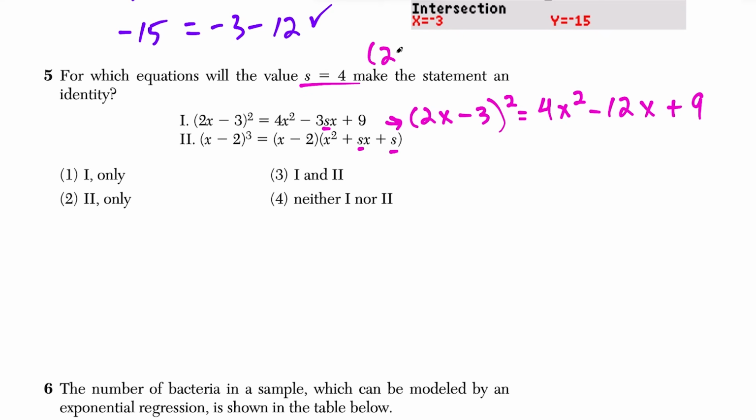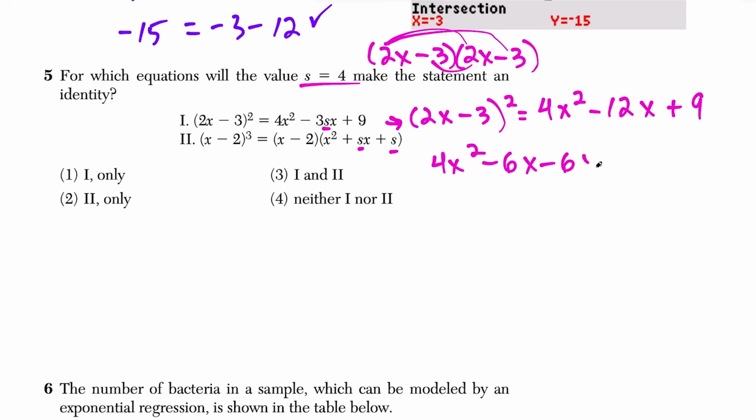So we could do 2x minus 3 times 2x minus 3. And if I work this out, I have 2x times 2x is 4x squared. Then I have 2x times negative 3 is negative 6x. And then I have negative 3 times 2x is negative 6x. And then I have negative 3 times negative 3 is positive 9. And notice that this does simplify to 4x squared minus 12x plus 9.